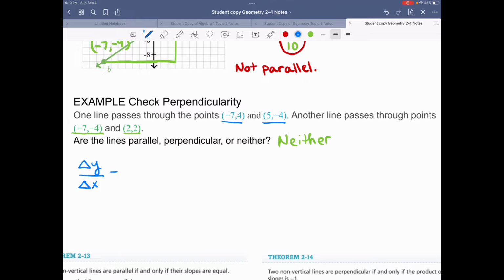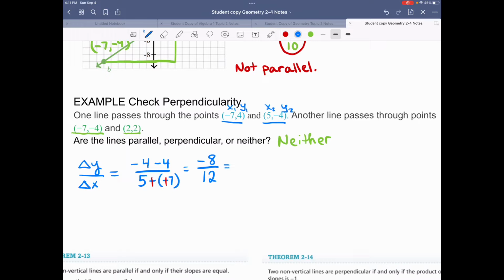That means we're subtracting the y's, y1 and y2. So we have negative 4 minus 4 over the x1 and x2. So we'll start with x2, so 5 minus negative 7, right? So negative 4 minus 4 is negative 8, and 5 minus negative 7 changes to plus, because we had two negatives next to each other. 5 plus 7 is 12.